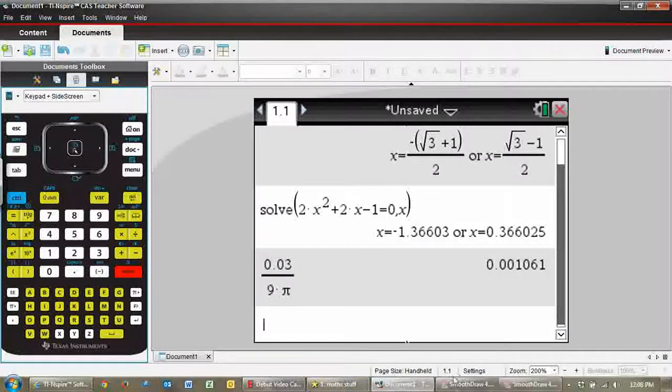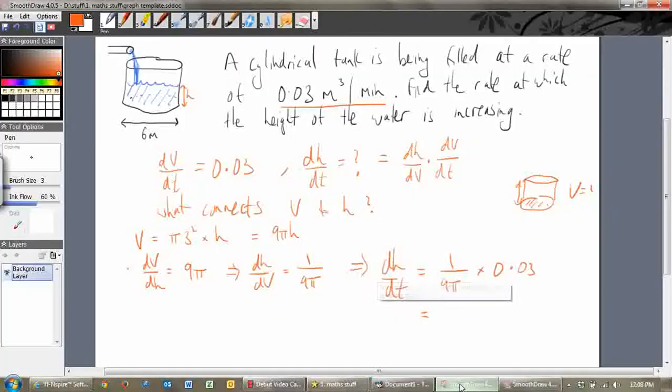Normally a question will tell you how many decimal places it wants and that sort of thing. 0.001, and make sure you put your units of measurement in here. Our initial volume was in meters cubed, so your height must be in meters, and the time was measured in minutes. So it's increasing at 0.001 meters per minute.